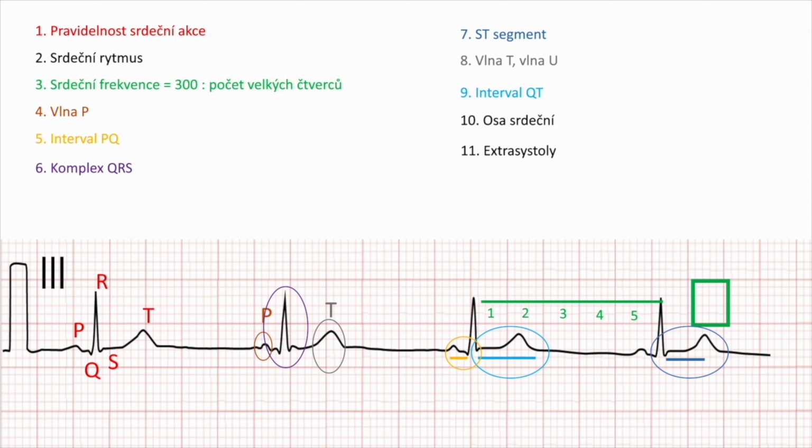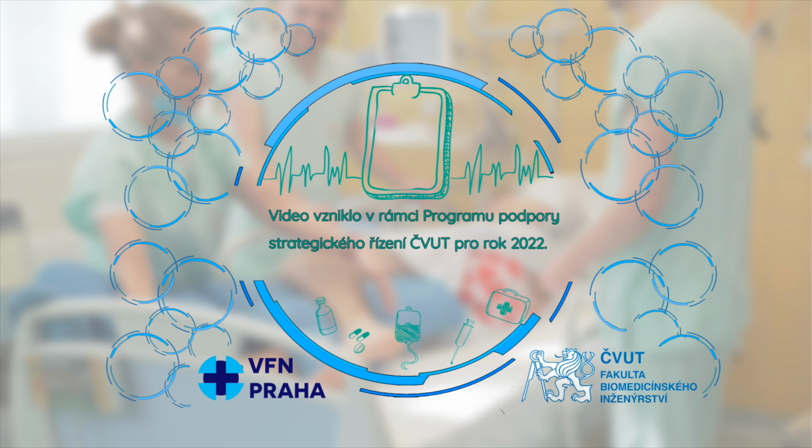11th, extrasystoles. These can be atrial or ventricular. They can occur singly or in groups. They can originate anywhere in the heart muscle as a premature impulse. ECG interpretation should always be done in the context of the patient's clinical symptoms and other diagnostic tests to ensure an accurate diagnosis and treatment.